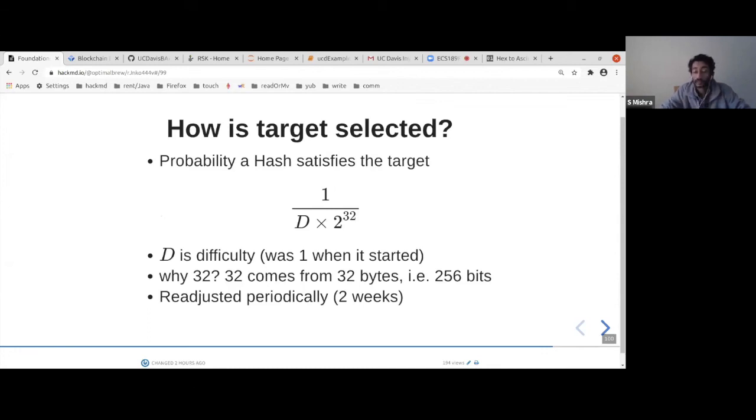This is kind of related to the double shot question, but it's not a complete answer. But here's an approximation of what the probability is of a hash satisfying any given target. It's 1 over 2 to the 32. The 32 is coming from bytes. And D is called difficulty. When Bitcoin started, the difficulty was 1.